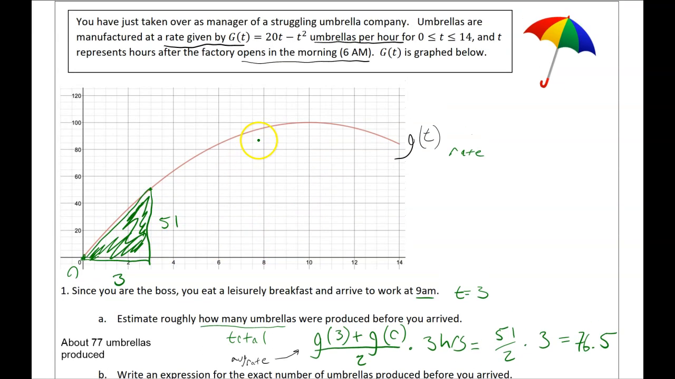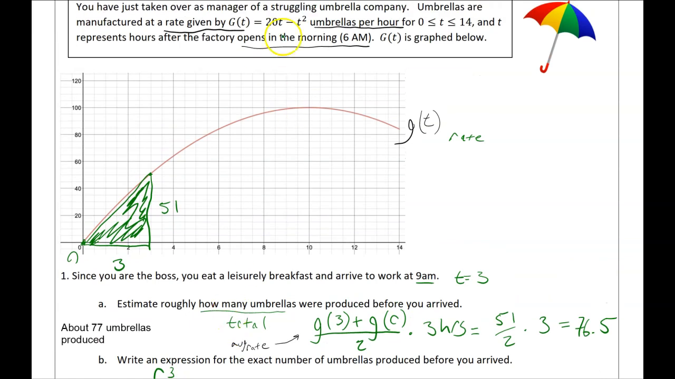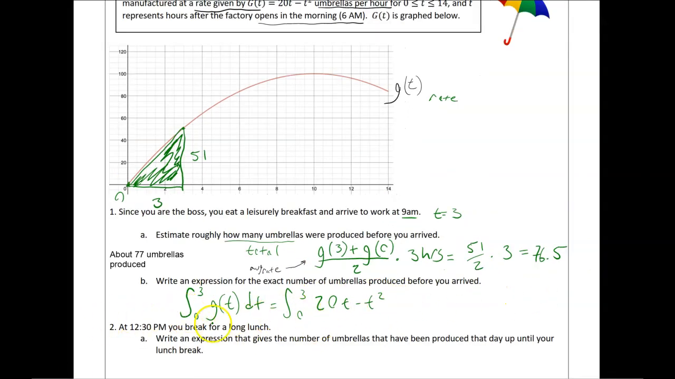So for this function, if we have a rate, we already know that the total is going to be the area under the curve. And the expression for the exact number of umbrellas would be the integral from 0 to 3 of g of t, which would be the same as the integral from 0 to 3 of 20t minus t squared. So again, we already laid the groundwork for this. The area under the curve is represented by the integral, and the area under the curve in this case gives you the total number of umbrellas we produce.